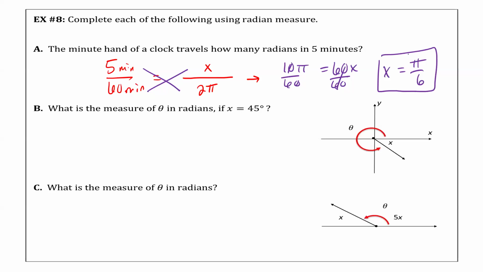Okay, so it says what measure in radians is 45 degrees. So we're looking for the measure of theta. That is x equals 45 degrees. So when we're looking for x equals 45 degrees, we're just converting, right?